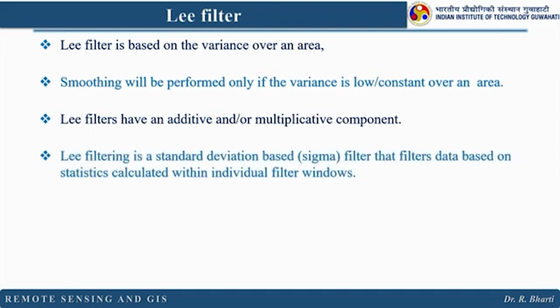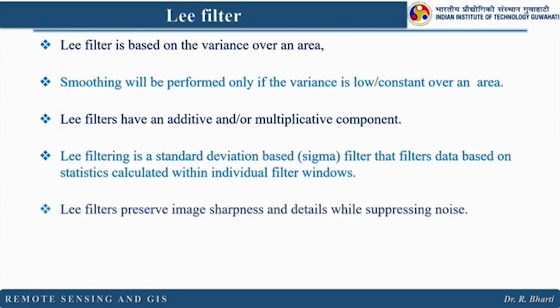Lee filtering is a standard deviation based sigma filter that filters data based on the statistics calculated within individual filter windows. Again, we are doing this window by window. Window by window means, in case you have considered neighborhood size 3 by 3, then you are moving 1 by 1 to all the positions, right, and then you will calculate the desired central pixel value. The Lee filter preserves image sharpness and details while suppressing noise.